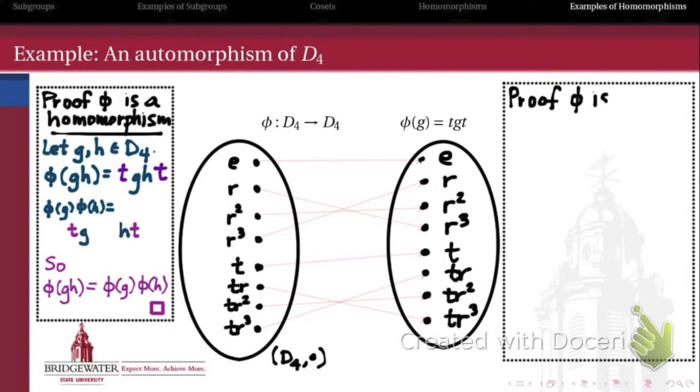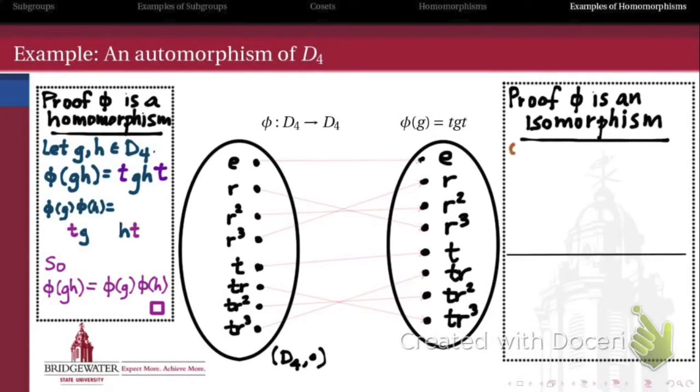Why is it an automorphism? So we need to show, in order to show that phi is an automorphism of D4, that it's an isomorphism, that it's both one-to-one and onto. To show that it's one-to-one, let's suppose that phi of g and phi of h are the same thing. In other words, phi sends two elements g and h to the same place. Well, that means that tgt is equal to tht, and by multiplying on the left by t, and then multiplying on the right by t, we find out that this implies that g, in fact, is equal to h. And so we've proven that if phi of g is equal to phi of h, then g is equal to h, hence phi is one-to-one.